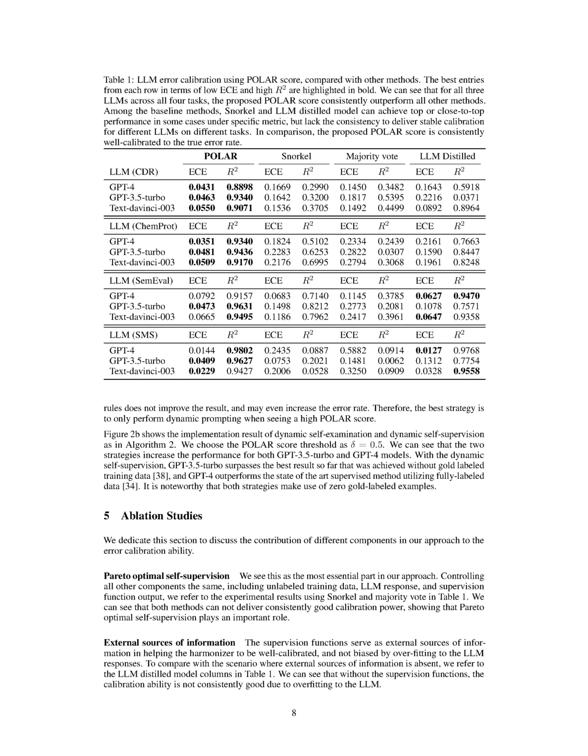Section: External sources of information. We use supervisory functions as external sources of information to help calibrate the harmonizer, preventing it from overfitting to the responses of the language learning model, LLM. To understand the importance of these external sources, we can look at the LLM distilled model columns in our table. Without the supervisory functions, the harmonizer's calibration ability fluctuates due to overfitting to the LLM.